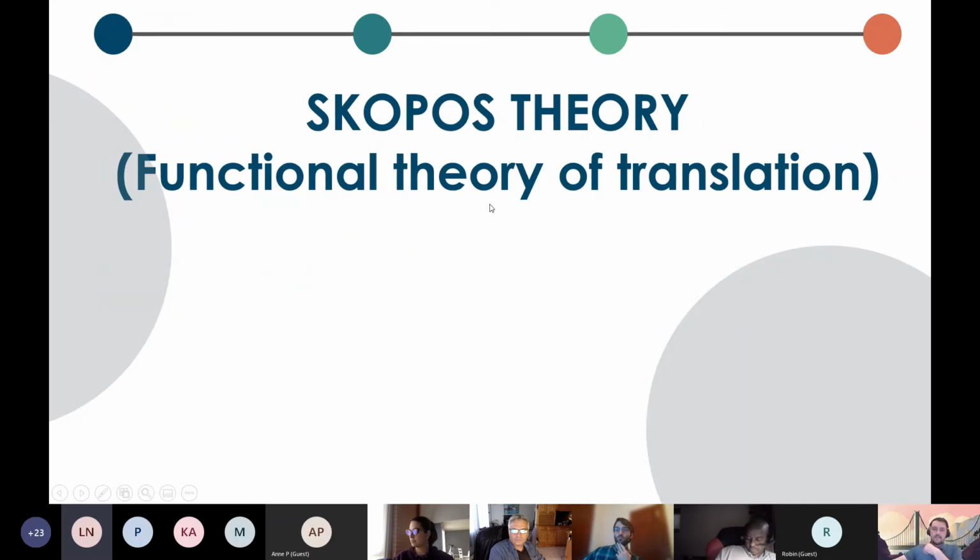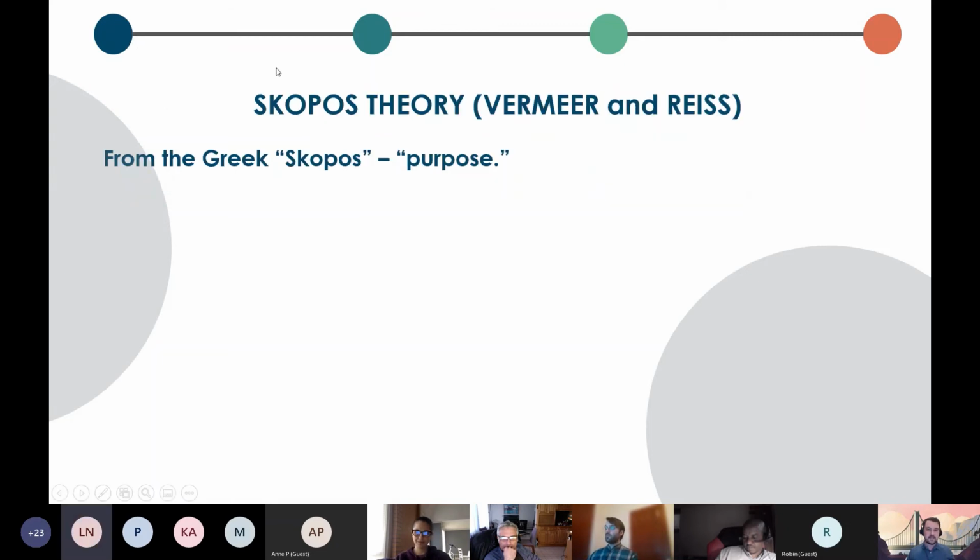The last big theory that I wanted to go over is called Scopus theory. It's a big part of translation studies. It was developed in the 1970s by Hans Vermeer, and it is a functional theory of translation. It's asking about the adequacy of the translation in translating for a purpose. Scopus is a word that means purpose or aim in Greek.